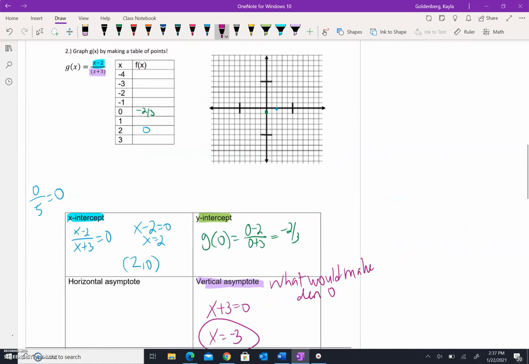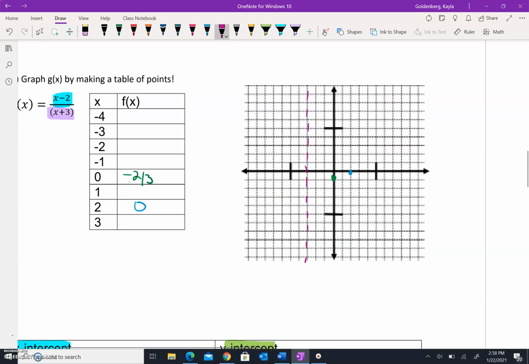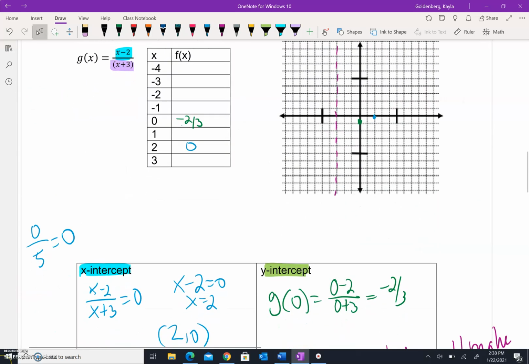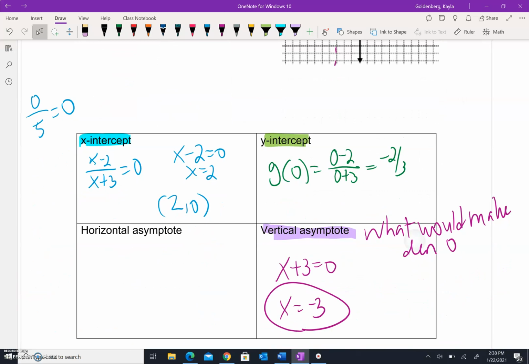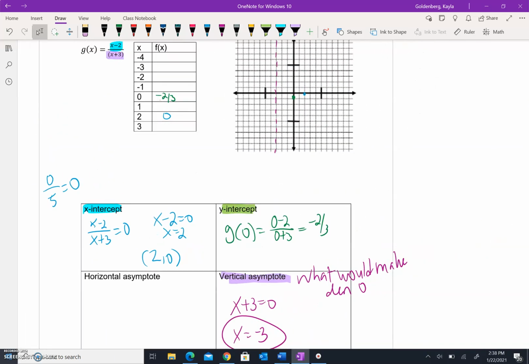Remember, a straight up and down line has x equals, because every x-coordinate along the line is equal to negative 3. The y-coordinates or the heights will vary, but your x anywhere on that purple dotted line is always negative 3. The tricky thing is your horizontal asymptote. So I'm going to go over to Desmos real quick again.